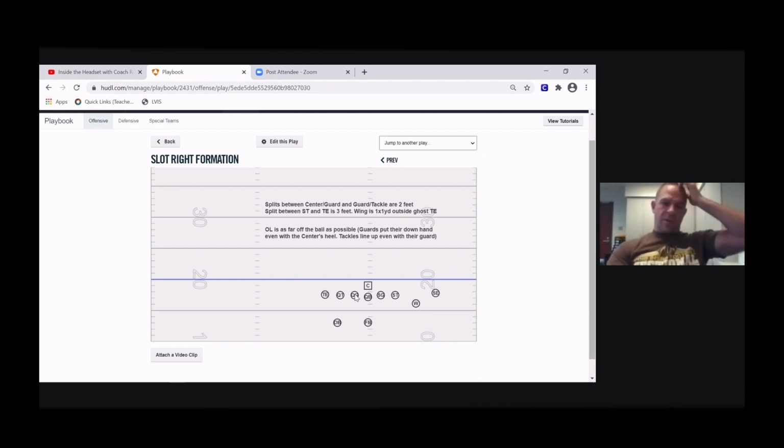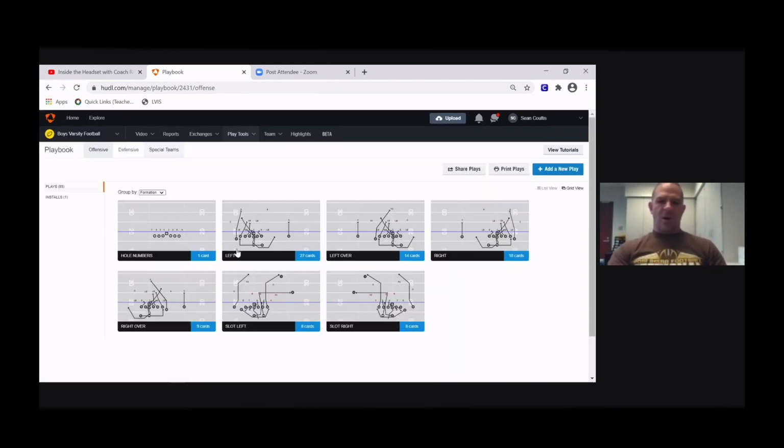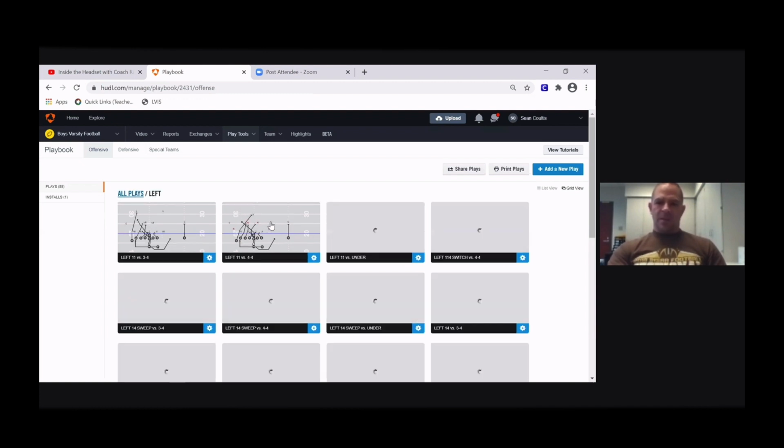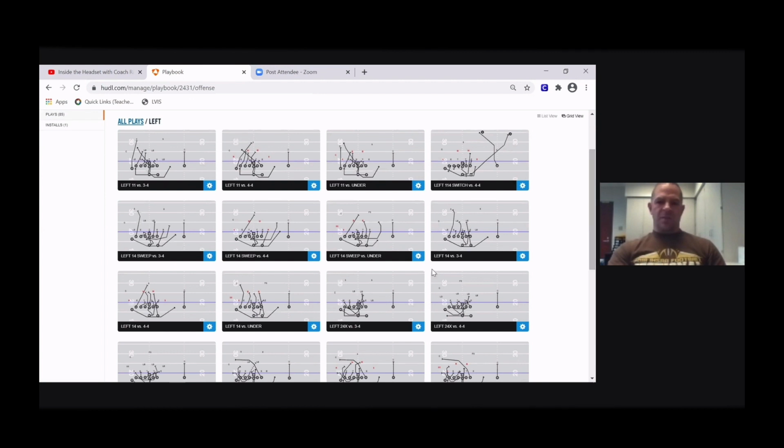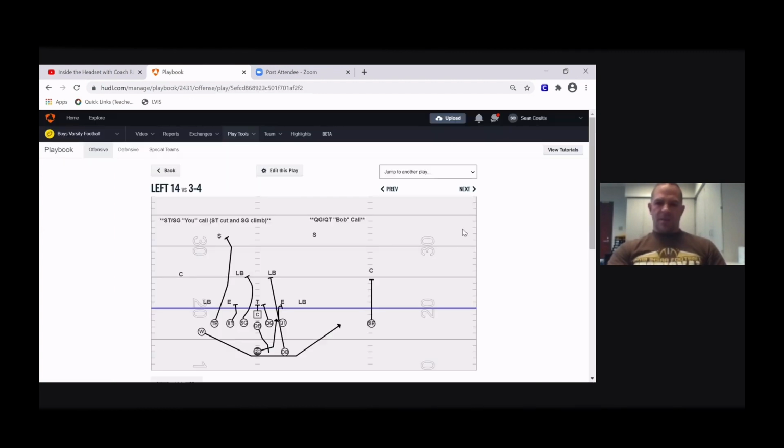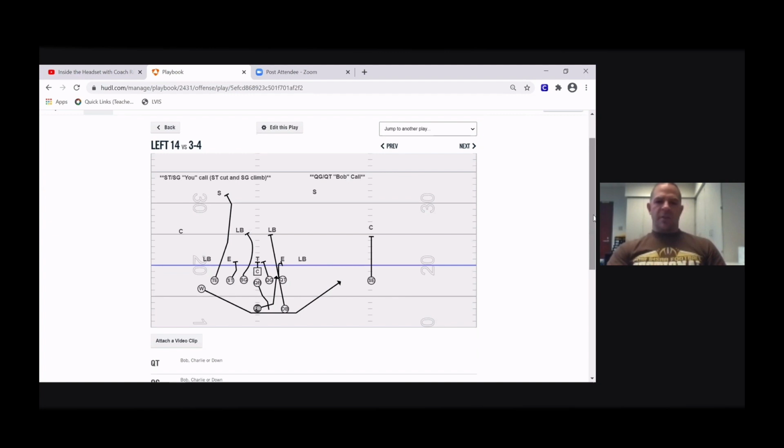Okay, and I'm going to go over here where you can run all these different plays out of these looks. So let's start off with belly. I'll show you how we can run belly out of all these different looks. So we're in left formation. Okay, and we number our belly 14. So if we're running belly, you can see how we just call left 14. Okay. And there's our belly look.